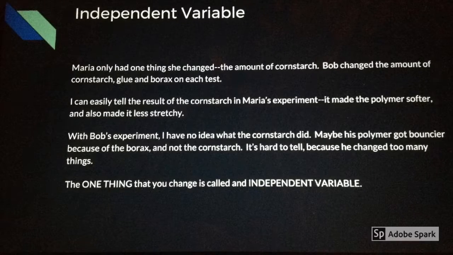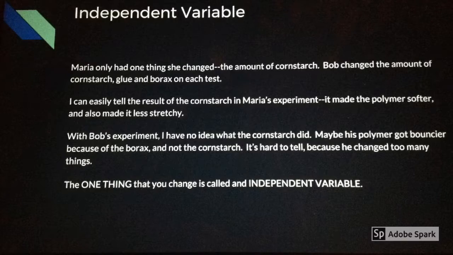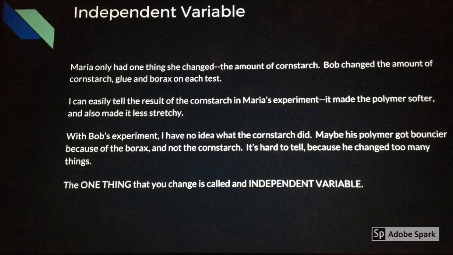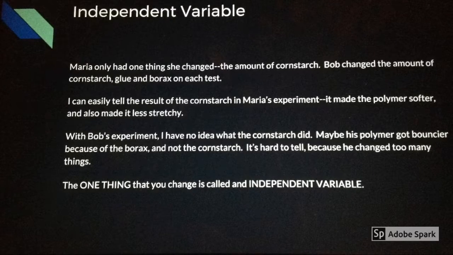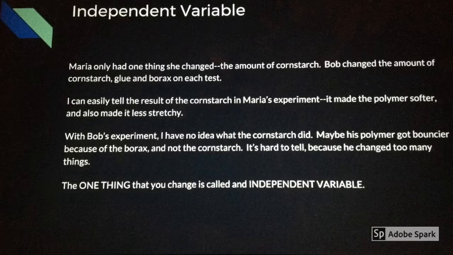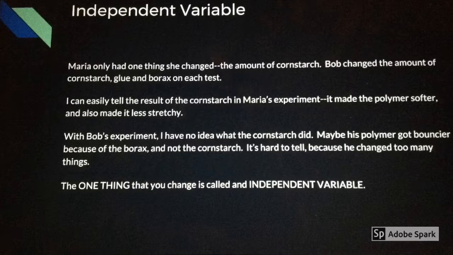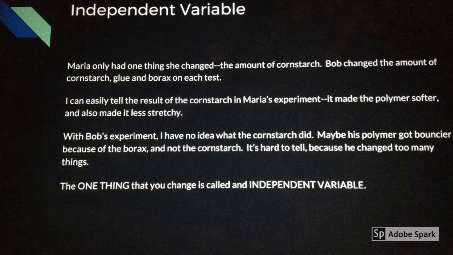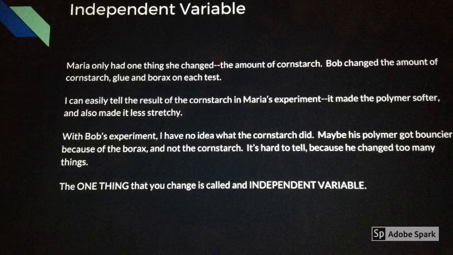With Bob's experiment, I have no idea what the cornstarch did. Maybe his polymer got bouncier because of the borax and not the cornstarch. It's hard to tell because he changed too many things. The one thing that you change is called an independent variable.